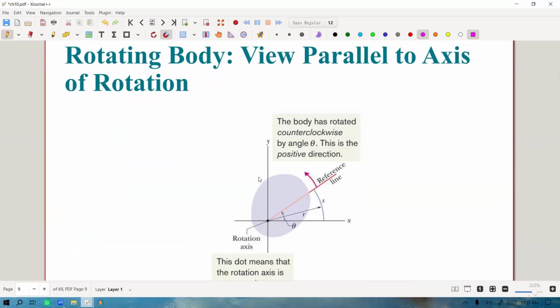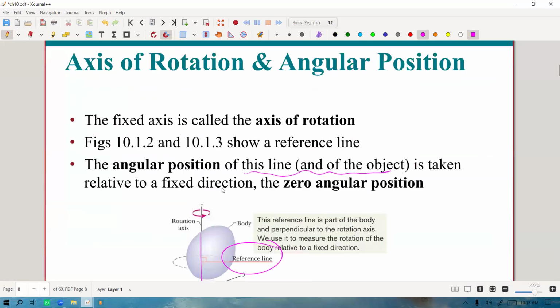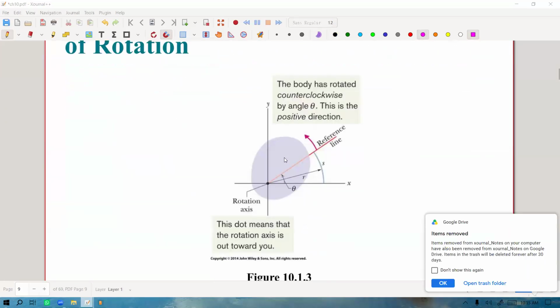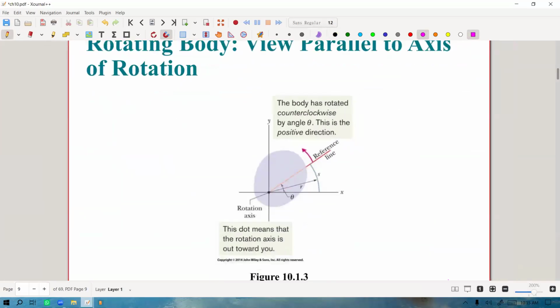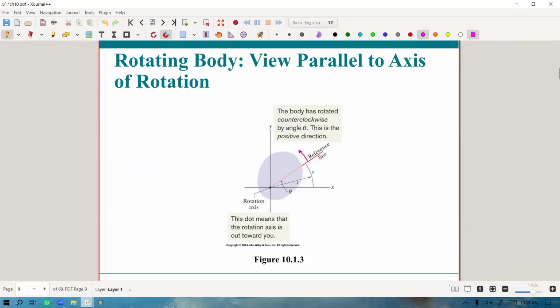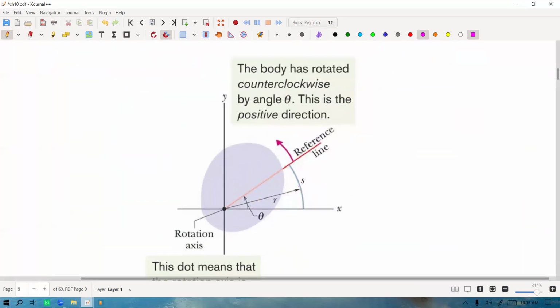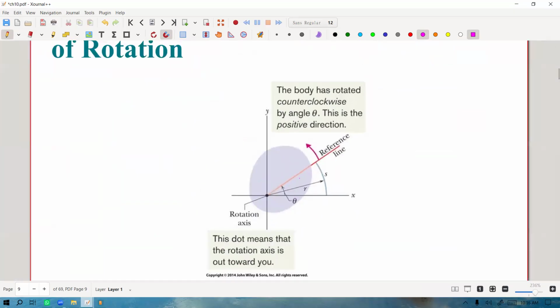So imagine that if we see these diagrams from the top, we'll get something like this. So here are the x and y axes, and then r is the radius, s is the linear distance. Okay. So the body has rotated counterclockwise by angle theta. This is the positive direction.